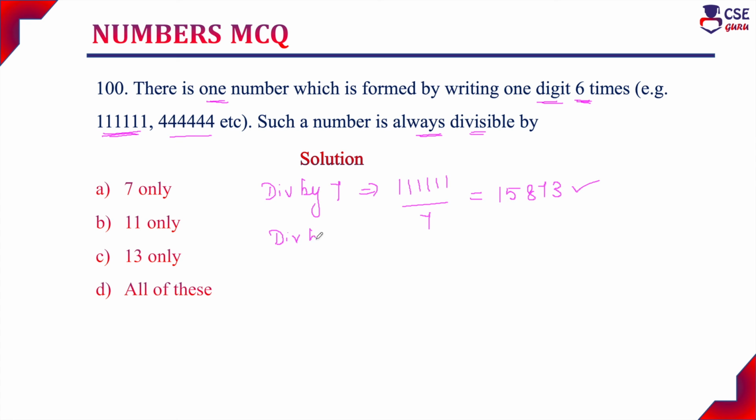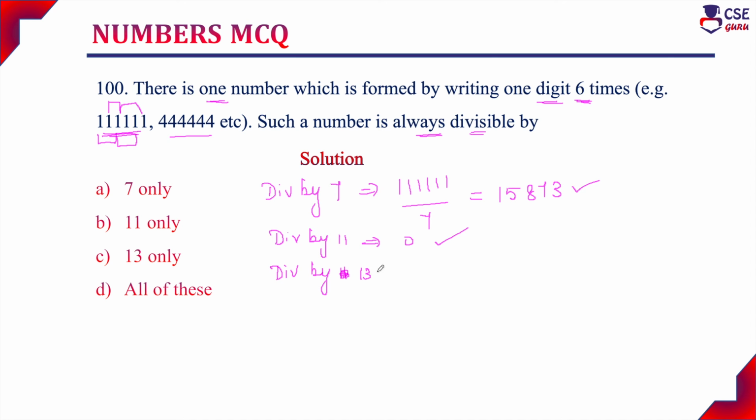And for divisibility by 11, the sum of odd-place digits minus the sum of even-place digits should be 0. Obviously, we will get it. That is 1 plus 1 plus 1, and here also it is 1 plus 1 plus 1. So obviously that difference is 0. So it is divisible by 11.